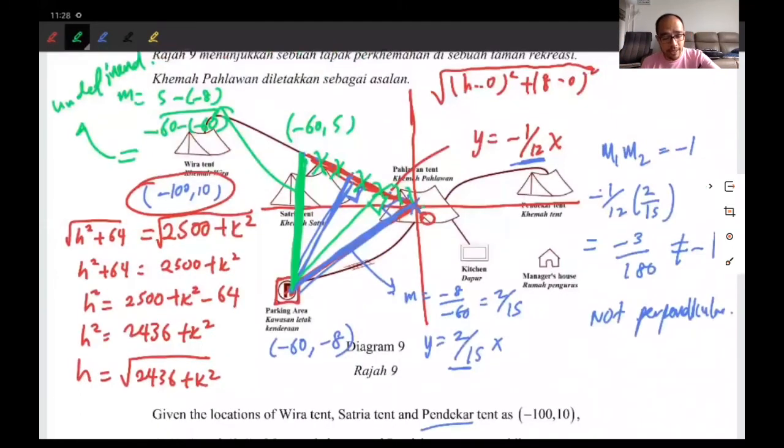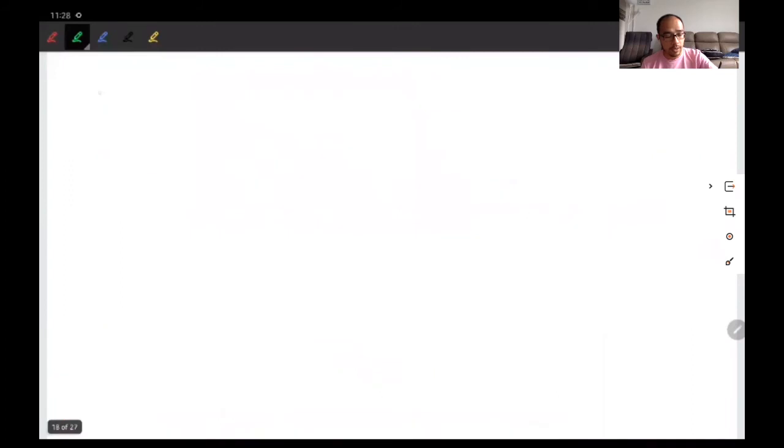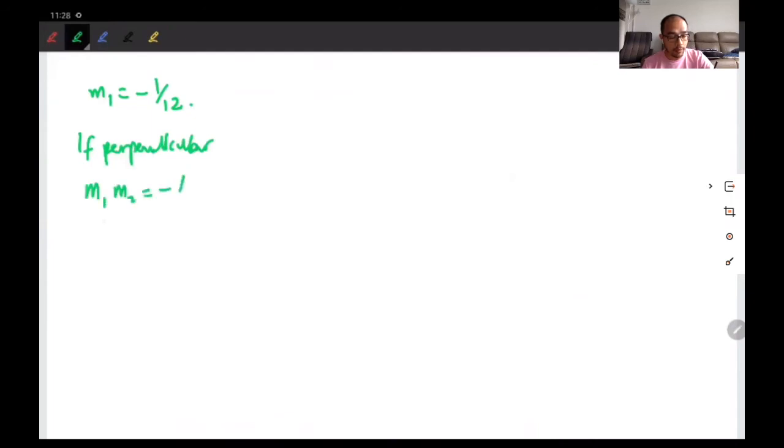So if this is negative 1 over 12, so the perpendicular gradient, if m1 equals negative 1 over 12 and it is perpendicular, then m1 times m2 equals negative 1. So negative 1 over 12 times m2 equals negative 1.